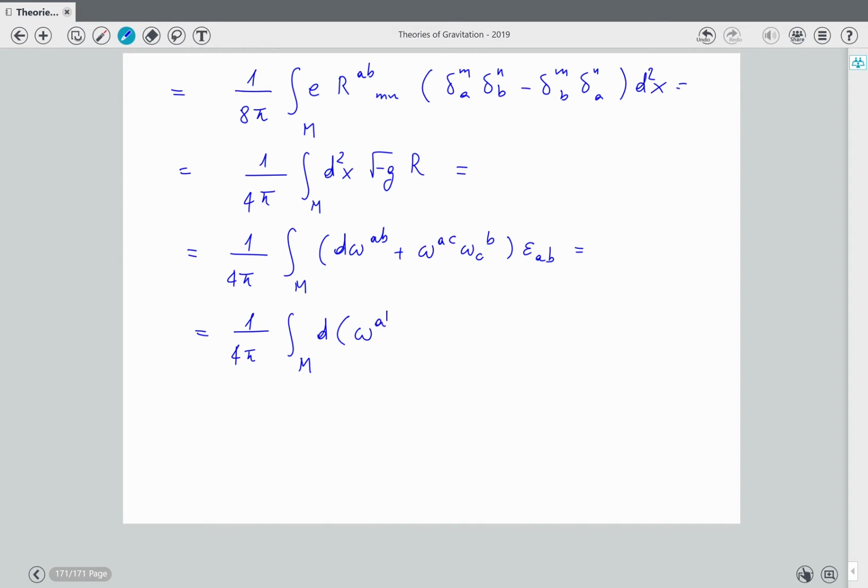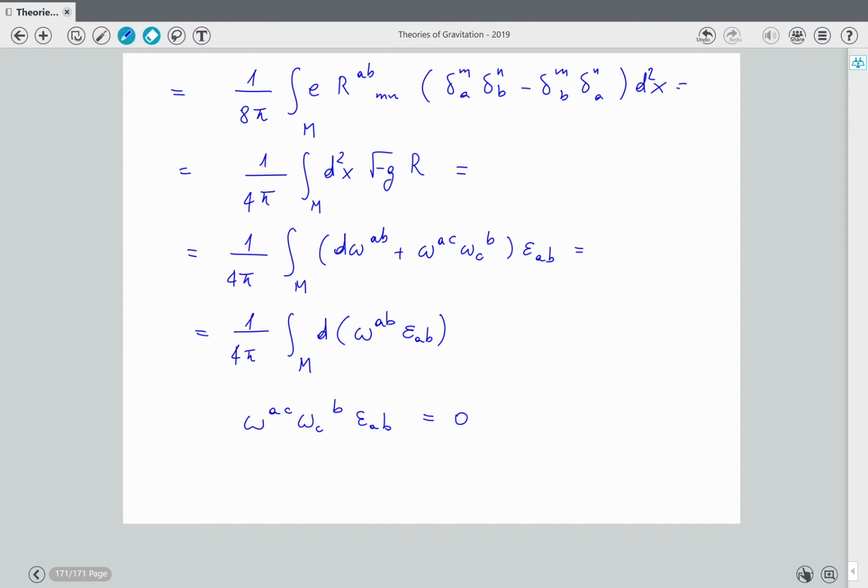But again, it is a total derivative of something that is built with the spin connection omega. So that's a Chern-Simons form in 2 dimensions, omega^{AB} epsilon_{AB}. And the other one is 0. This term, that term gives nothing. So that is omega^A_C omega^{CB} epsilon_{AB}. That is 0. Actually, without the integral, that is just 0.